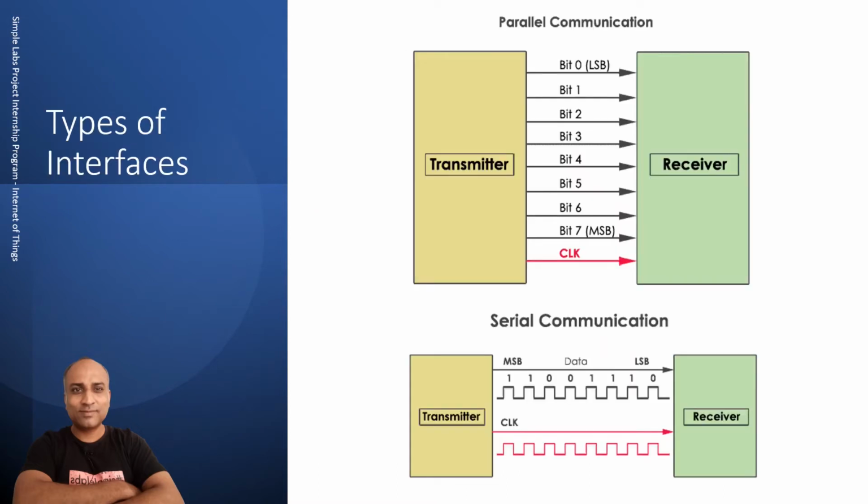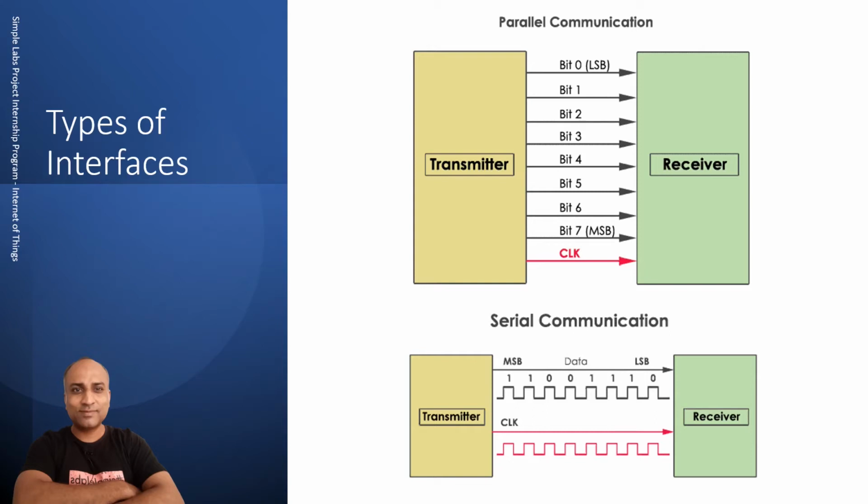Next, we have types of interfaces. Interfaces are nothing but hardware configuration designed for communication. Here we have two basic types of communication. You can see we have parallel communication here and we have serial communication.